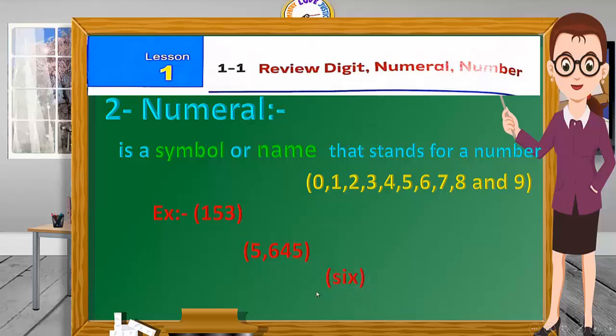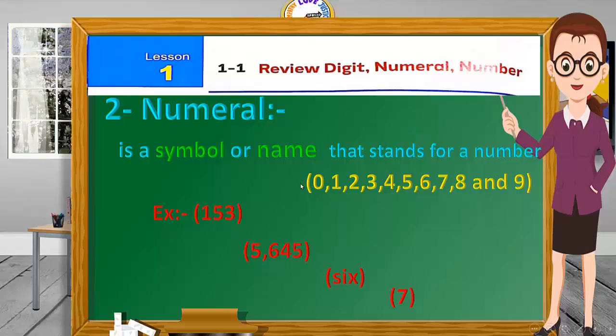Look here, we have 6, but 6 in word form. We said numeral means symbol or name. Any number in word form you can call a numeral, like 6, 7, 73 in word form is a numeral. Last example here, 7. 7 is a digit. 7 is a numeral because it is a symbol. 7 is a number, as we learn now.